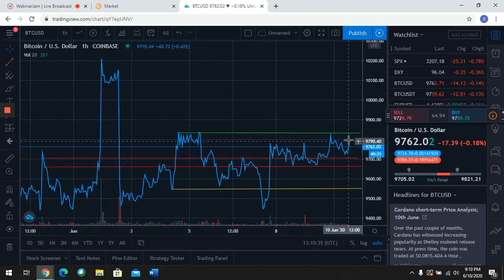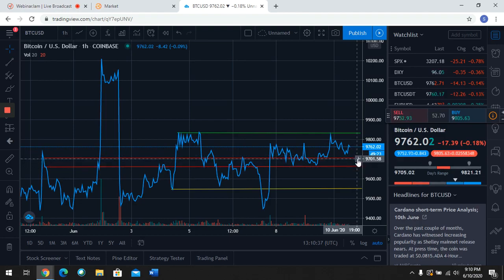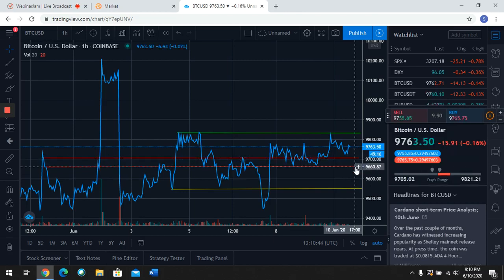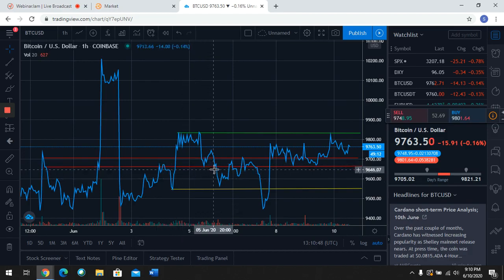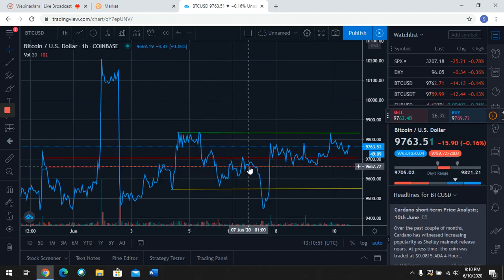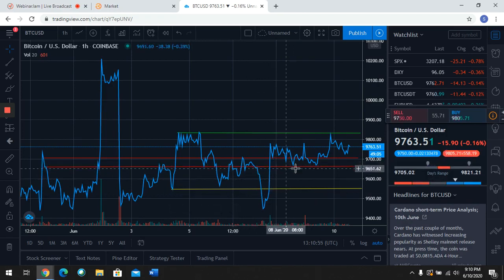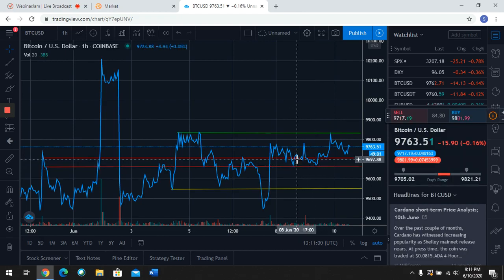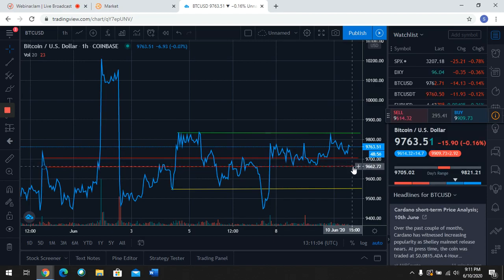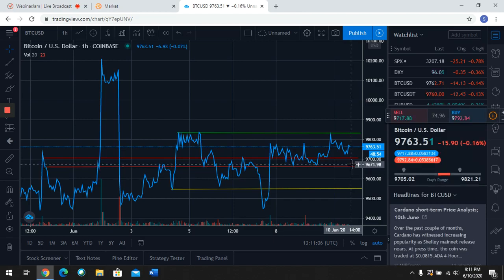So let's see whether the price can sustain at 9700. 9700 will be our first crucial point. And if it's unable to sustain, if it drops to this level, 9600, we have the first test here, the second test here, the price drops and rebounds, drops and rebounds. So this will be the third test if the price is trading in this range.